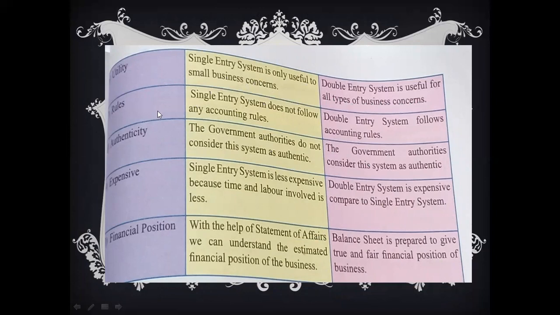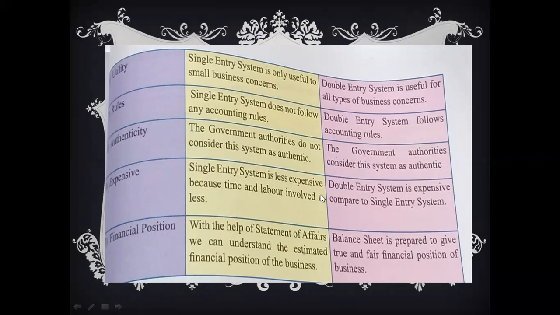Rules. Single entry system does not follow any accounting rules, but double entry system follows accounting rules. Authenticity. The government authorities do not consider single entry system as authentic, but in double entry system, the government authorities consider this system as authentic.